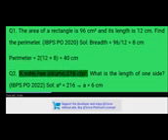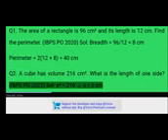Q2. A cube has volume 216 cubic centimeters. What is the length of one side? IBPS PO 2022. Solution: A cubed equals 216, so A equals 6 centimeters.